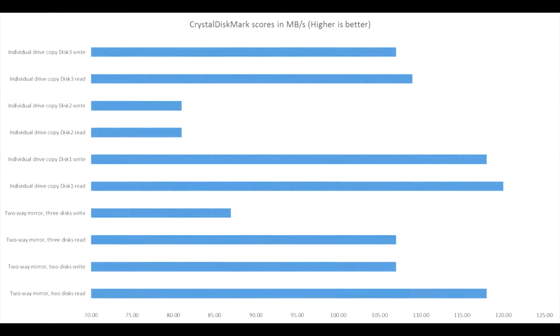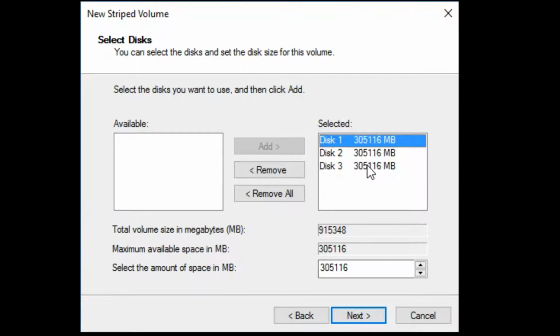For CrystalDiskMark, I got the following results for all the configurations. Comparing this to the baseline, these results make sense. Now I'm going to try a stripe set. This uses all the drives to get faster performance in a single drive.